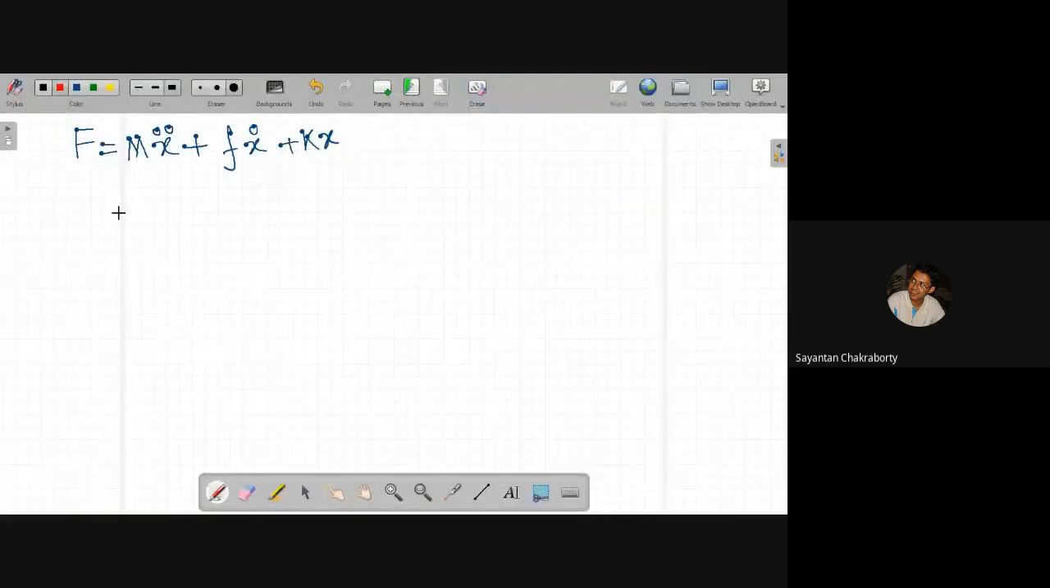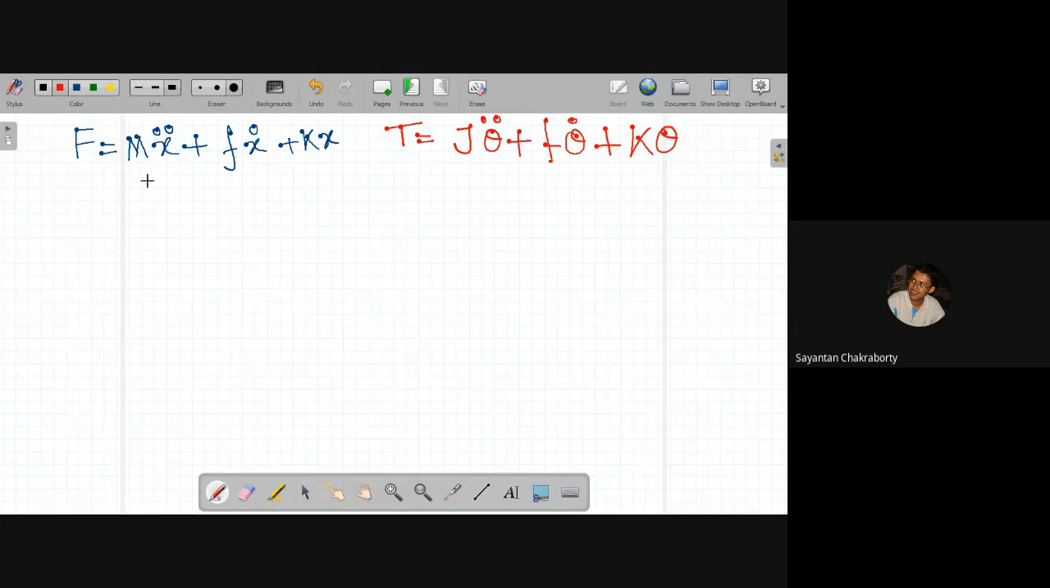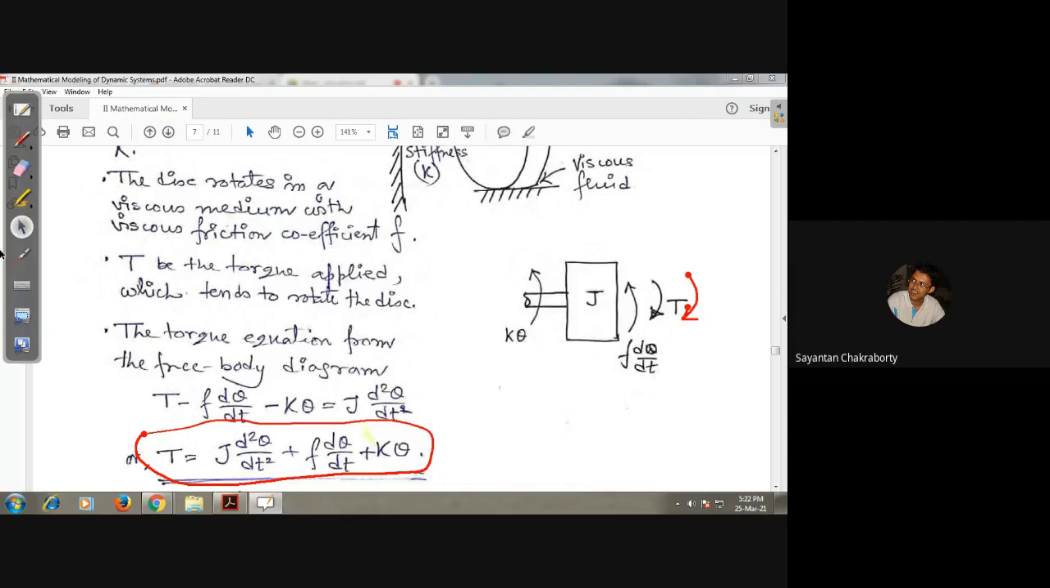Right? So you can write T equal to J theta double dot plus f theta dot plus k theta. So these are the two equations. This is a translational motion and this is a rotational motion. Now let us get back to what we have been doing.